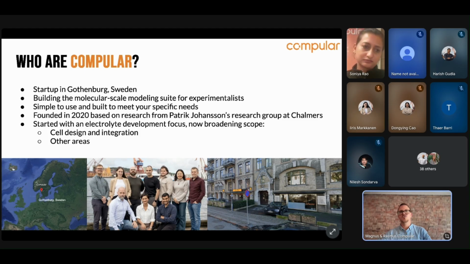But we were founded in 2020, and we started out very narrowly focused on electrolyte development. But we're now at the point where we're looking into up and down the value chain. So for example, for cell design and the kind of things we talk about today. But we're also looking to broaden our scope to other areas. So if you have ideas for where you would like to apply these kind of simulation tools, do let us know.